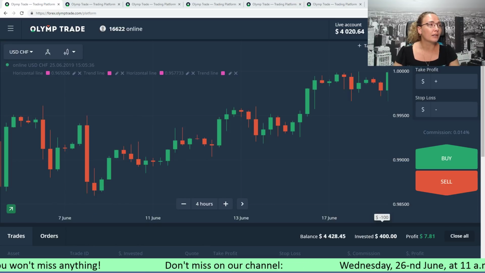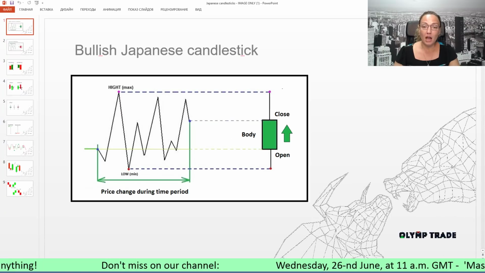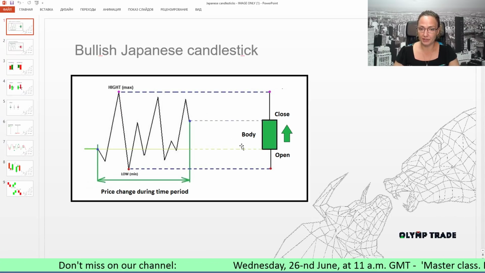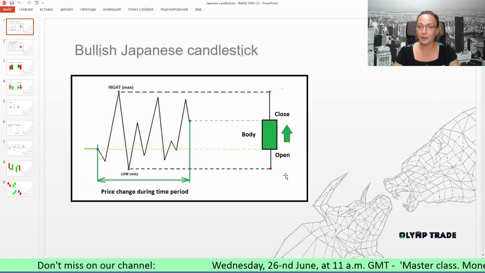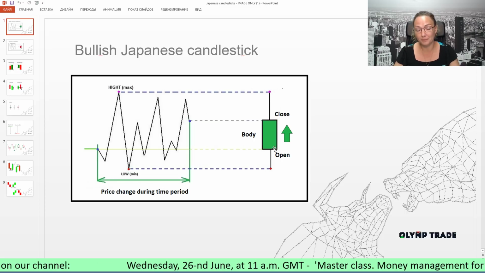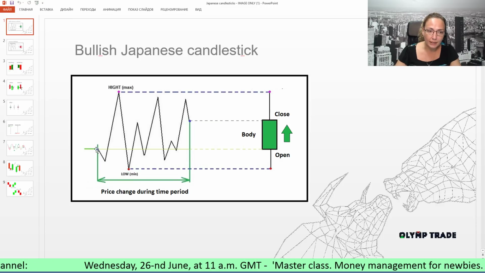Let me go ahead and share with you a few slides. So this is basically what we just went over. This is our bullish candlestick. This solid green part is the body, and this is our shadow or wick or tail. So basically what this means is that the price opened right here.